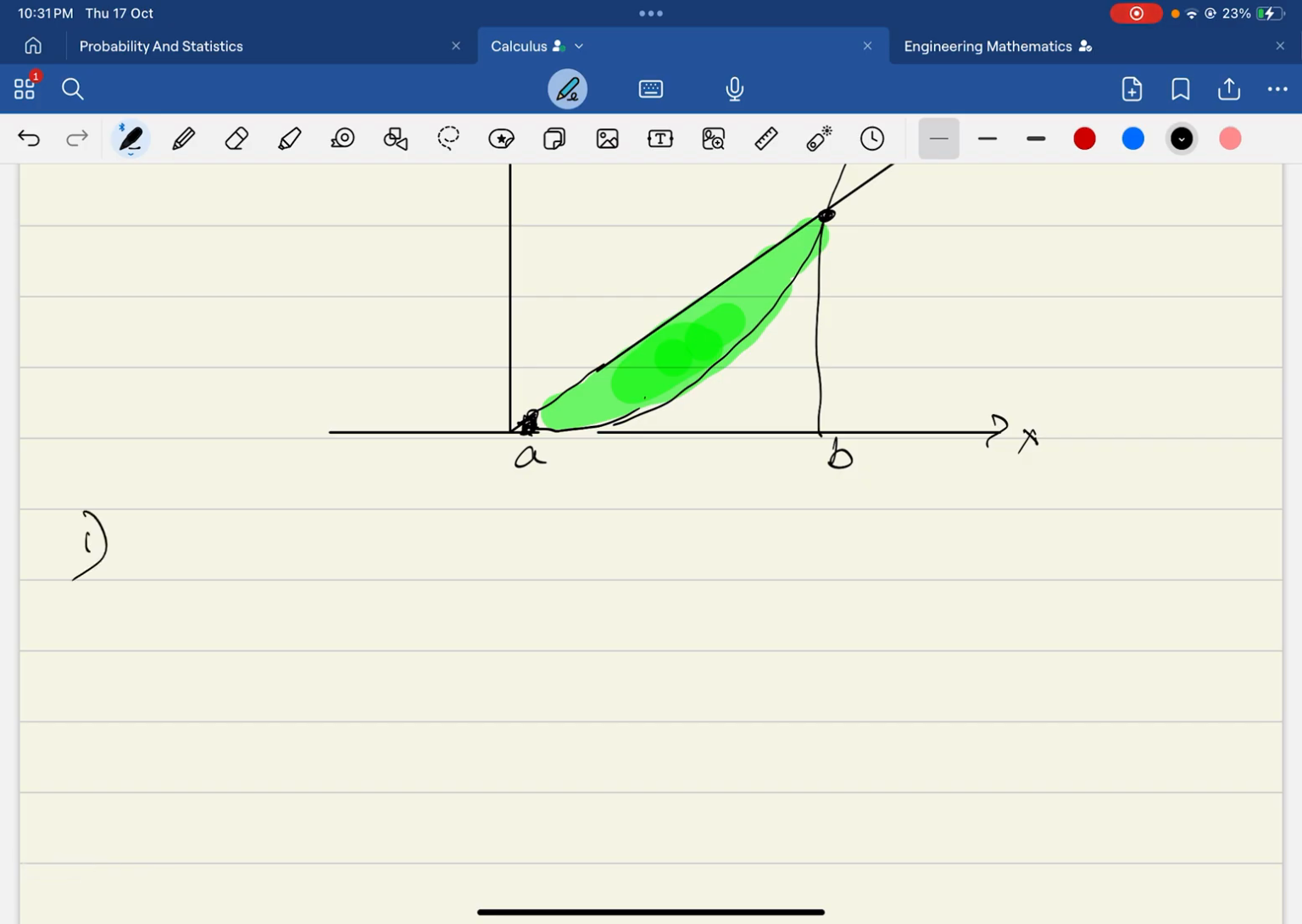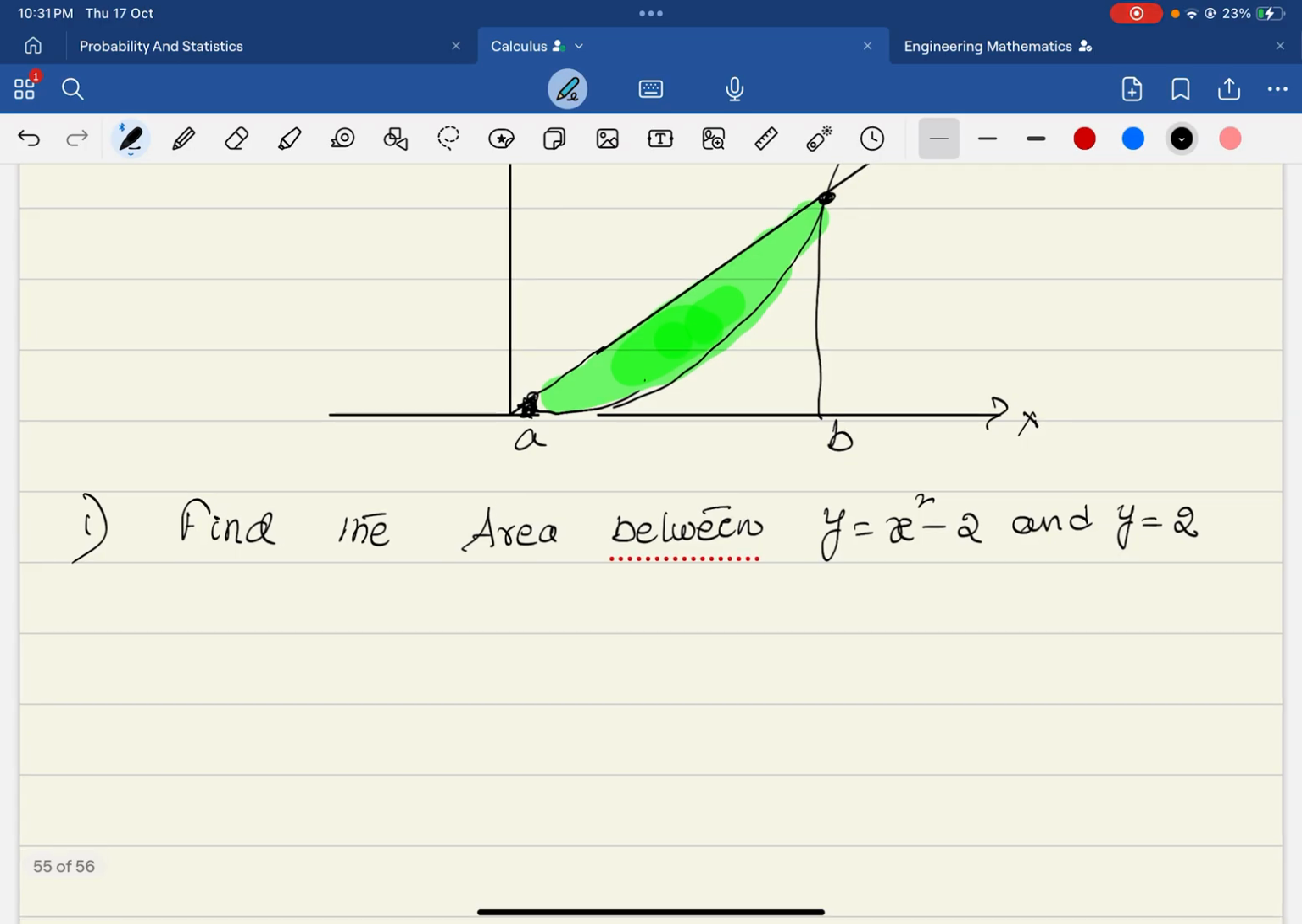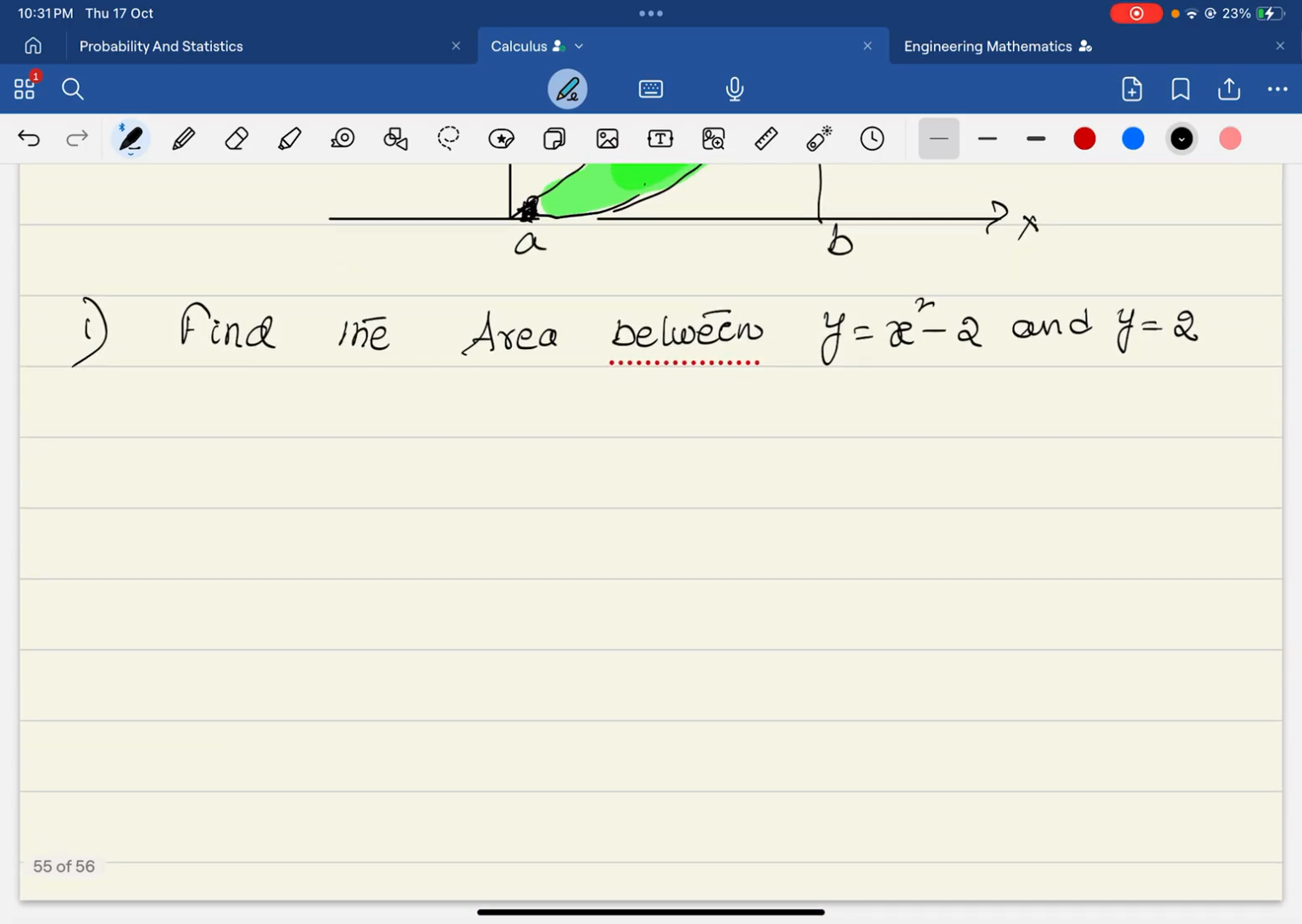Now find the area between the curve y is equal to x square minus 2 and y is equal to 2. To solve this, we have to follow some steps. First of all, we first make a solution set. The two equations you have got both represent y, correct? So we first equate both of them and get the values of x.